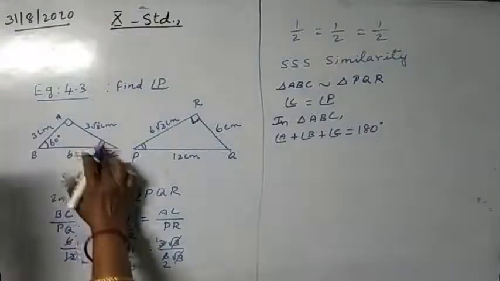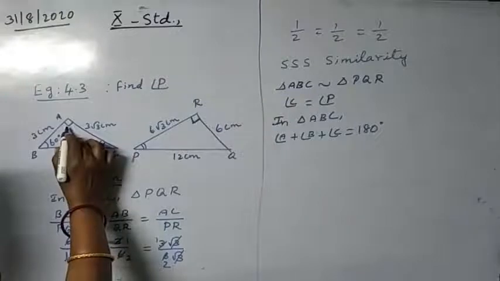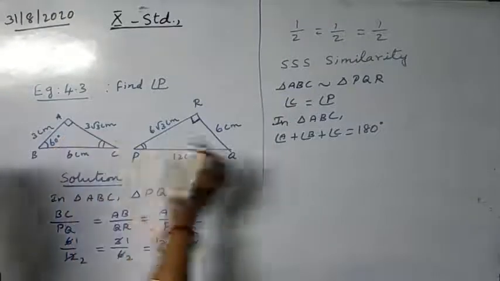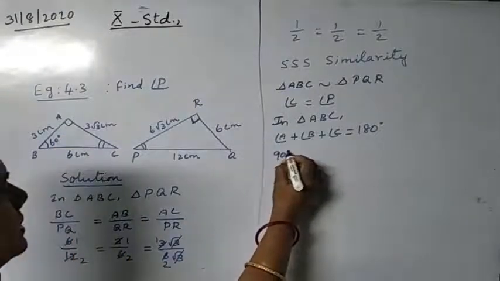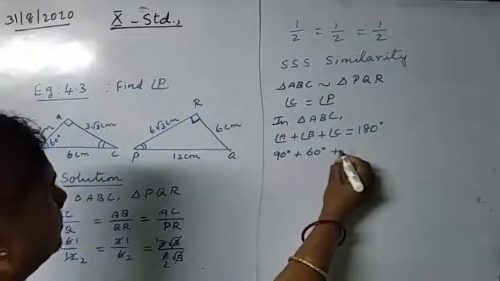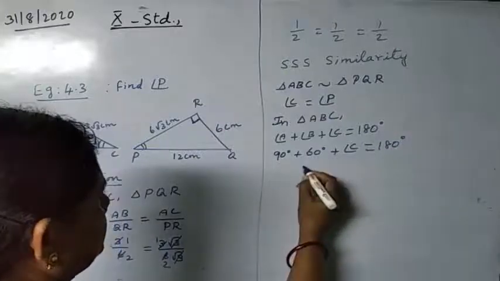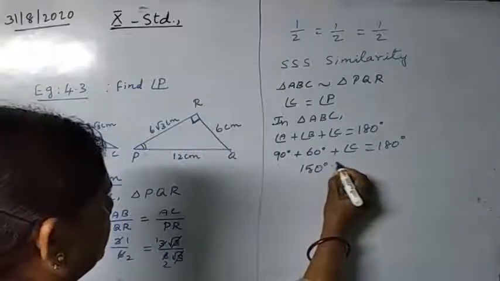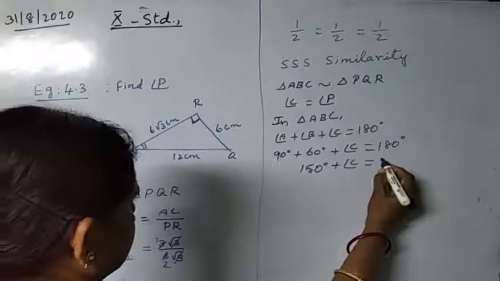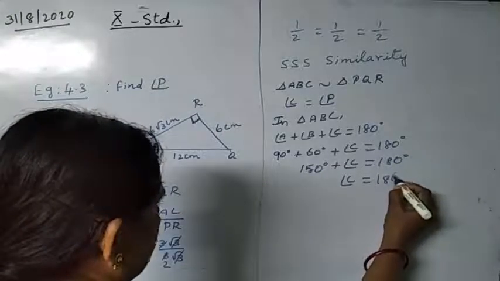If you add the 3 angles, you will get 180 degrees. So angle A is 90 degrees, this symbol shows that it is 90 degrees, plus angle B is 60 degrees, plus angle C is equal to 180. 90 plus 60 is 150, plus angle C is 180 degrees.